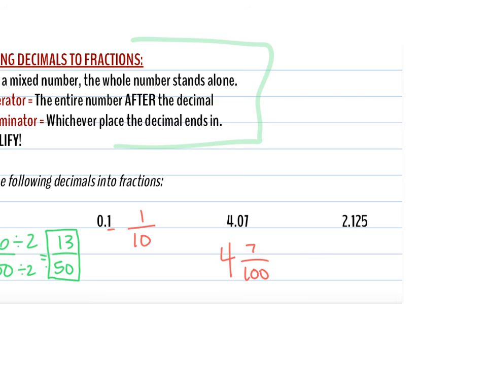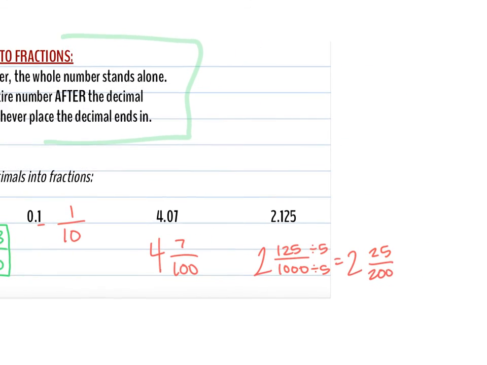2 and 125 thousandths. So the 2 stays as a whole number. And then 125, that's my numerator. And it ends in the thousandths place, so that would go as my denominator. Now I know both of those can be divisible by 5. So 125 divided by 5 would be 25, and then 1,000 divided by 5 is 200.